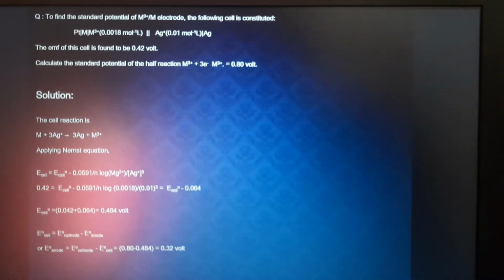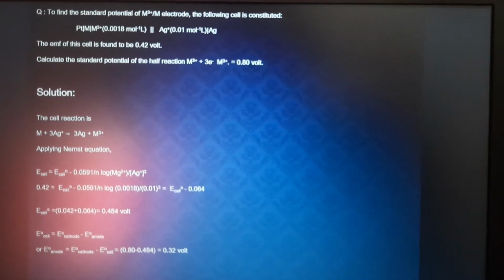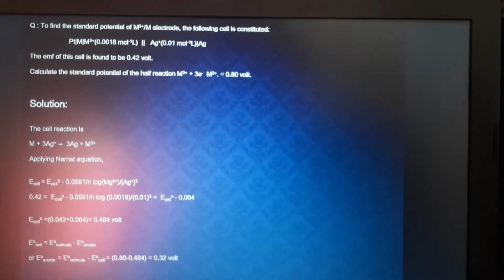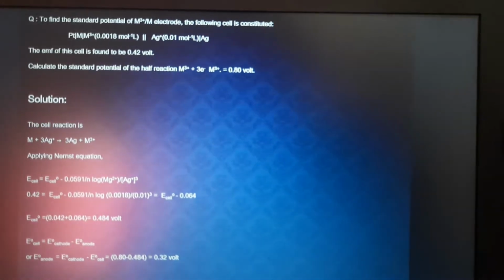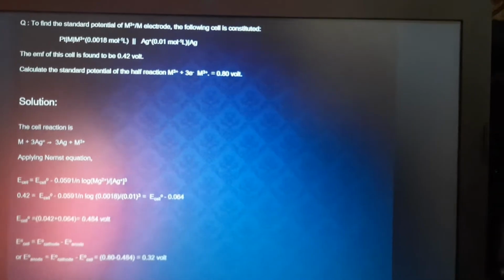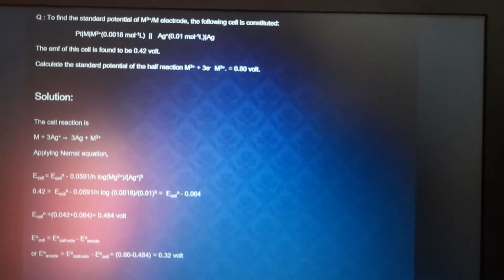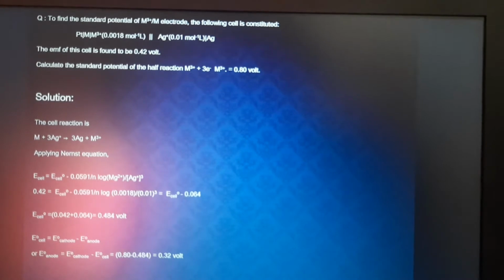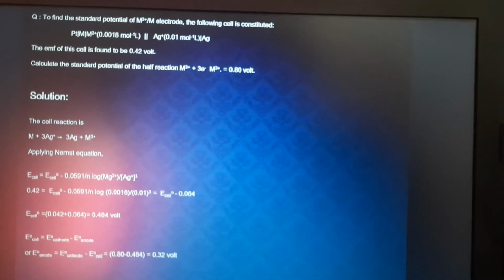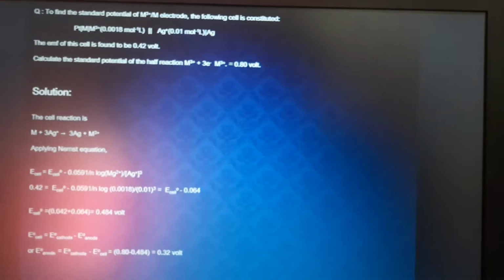Please take a look at the question, which is to find the standard potential of the M3 plus or M electrode. M is a random electrode. You can assume any electrode, it is not mandatory. Here the cell representation is given. The left side, that is the anode, consists of the M element, and the right side, that is the cathode, consists of silver.